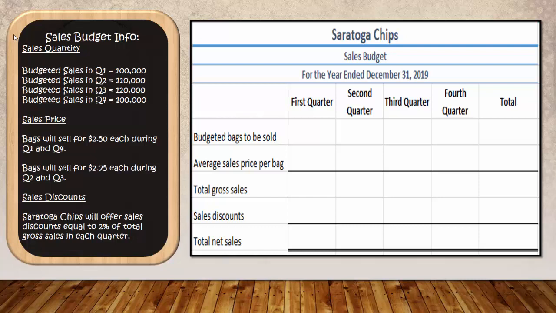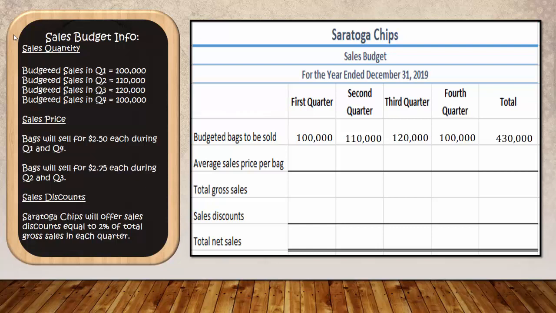So we start with our row for budgeted bags to be sold, and all we do is copy the information over from the sales quantity section of our info. So during the first quarter, we expect to sell 100,000 bags of chips. During the second quarter, 110,000. Third quarter, 120,000, and in the fourth quarter, our sales volume will decline down to 100,000 bags of chips again. In total, during the year, that means we expect to sell 430,000 bags of chips.